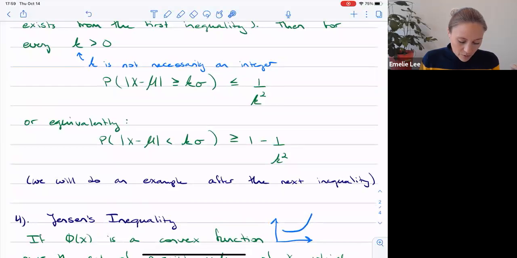Or equivalently, instead of greater than or equal to k sigma, we could talk about less than k sigma. That's going to be greater than 1 minus the previous one, 1 over k squared. And here I have a little note that we're going to do an example after the final inequality. There are, of course, lots of other inequalities, but these are the ones that we're going to focus on for now.